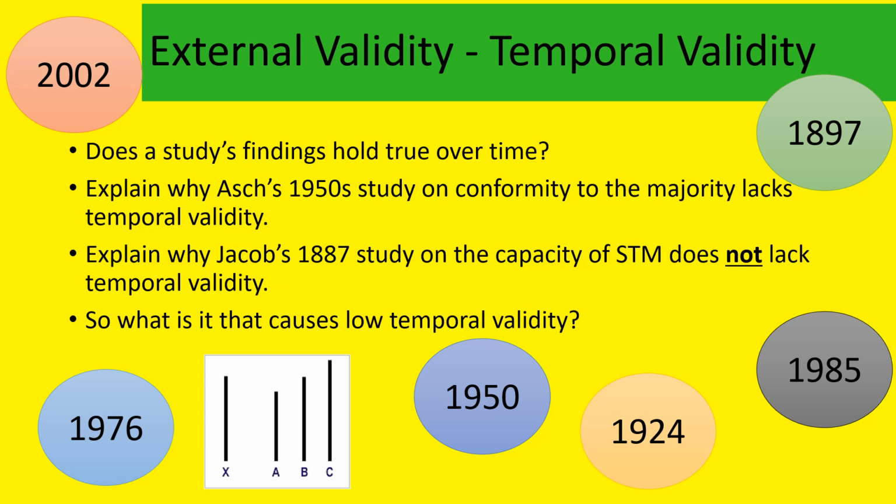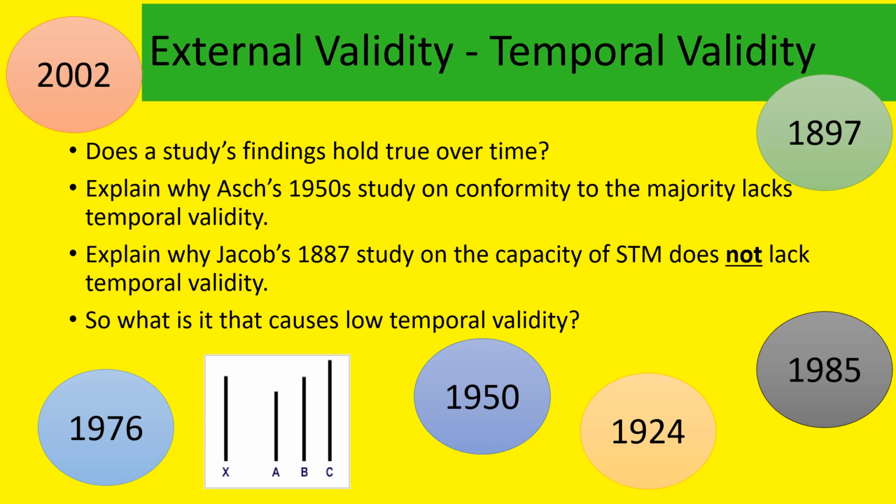Temporal validity refers to whether the findings hold true over time. So we're looking at loads of different time zones there: 2002, 1976, very good year, 1897, 1950, 1985. It's not the year itself that is the problem, it's whether there have been changes in society that could impact on the findings. So I've got 1897 on there because Jacobs' digit span, which tested the capacity of short-term memory, was first carried out in the 1890s, and the capacity of short-term memory was the same back then as it is today. So that study doesn't lack temporal validity.